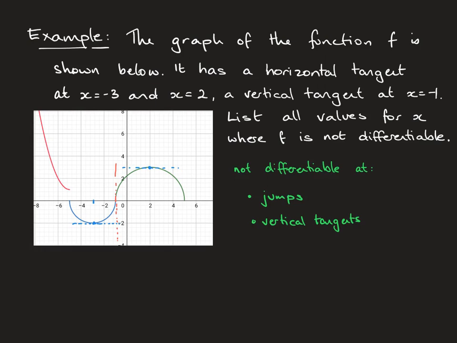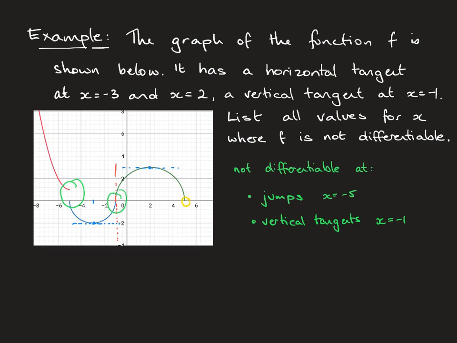Functions are not differentiable at jumps, and they're not differentiable at vertical tangents. So we have both of those in our image. We have a jump here at x equals minus 5, and we have a vertical tangent here at x equals minus 1. So both of those values, x equals minus 5 and x equals minus 1, are points where the function's not differentiable. The other point I want to have a look at is the end point over here.